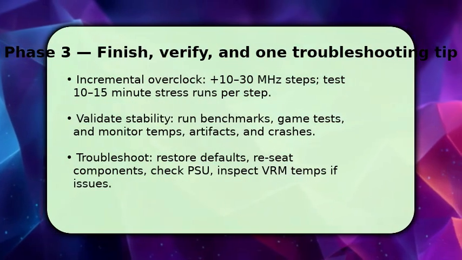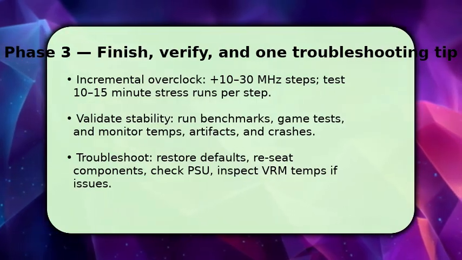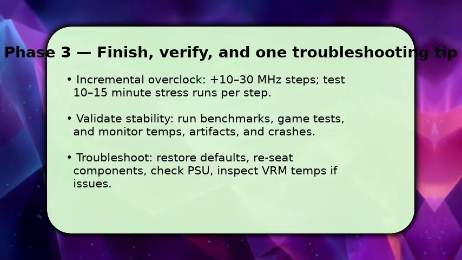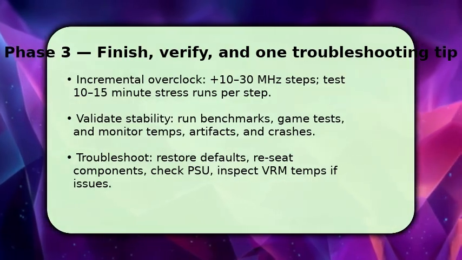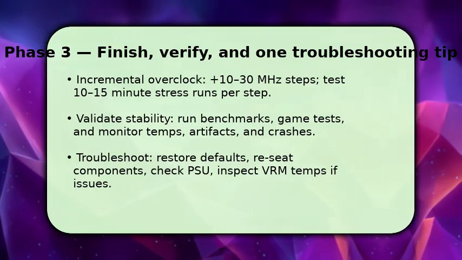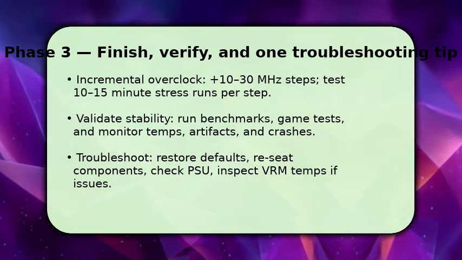Increase core and memory in small increments, 10 to 30 megahertz, and run 10 to 15-minute stress tests after each change because artifacts and instability appear quickly under load. Monitor temps and VRM behavior. If you see crashes or visual glitches, revert the last step, reseat the card, and confirm PSU health.